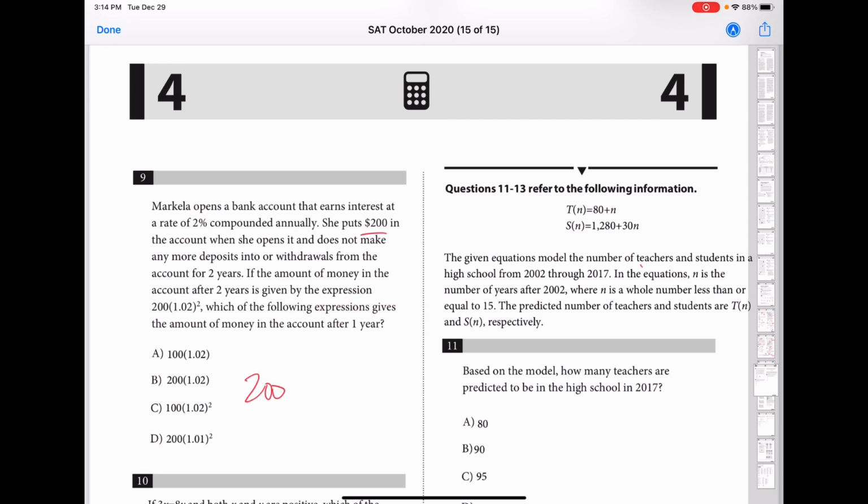If the amount of money in the account after 2 years is represented by this, okay, so they actually gave us the equation here, and this is the number of years. The question asks which gives the amount of money after only 1 year. So then that means you just change this 2 into a 1. So the answer here should be B. You get the starting amount, you get the interest, which is the 0.2 on top of the 1, and then you put this to the first power. So the answer is B for number 9.